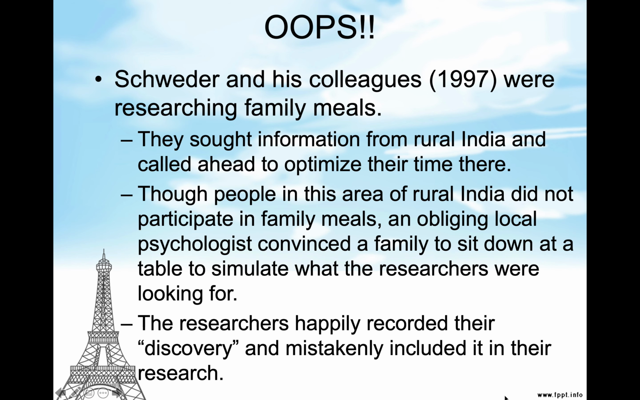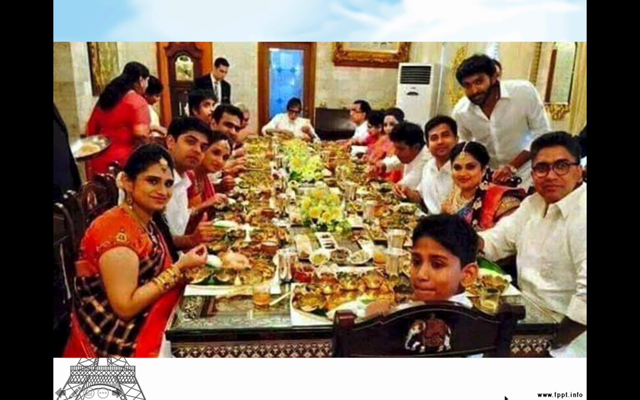Schwader and his colleagues in 1997 were researching family meals. They sought information from rural India and called ahead to optimize their time there. Though people in this area of rural India did not participate in family meals, an obliging local psychologist convinced a family to sit down at a table to simulate what the researchers were looking for. The researchers happily recorded their discovery and mistakenly included it in their research. Now, this is what they saw. They saw a family sitting down to a family meal.